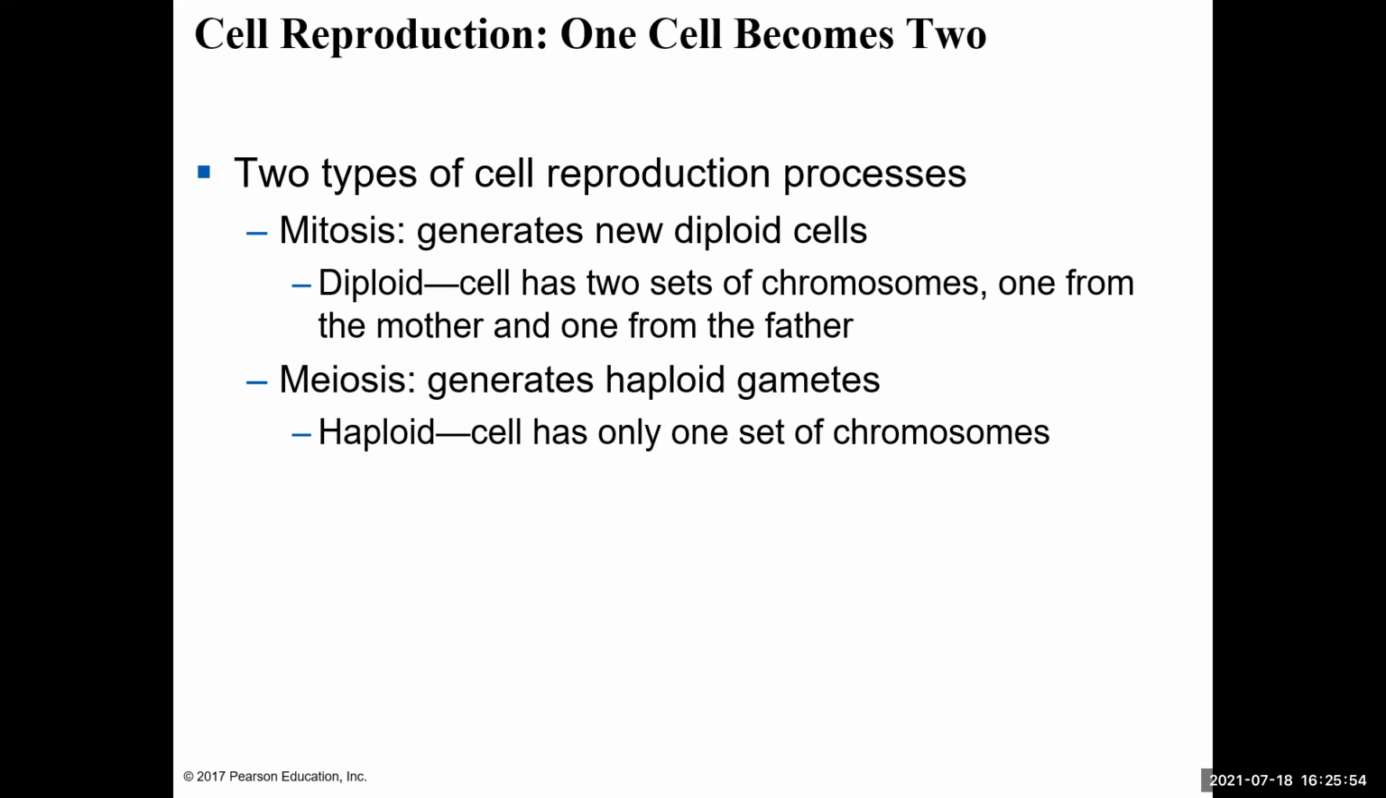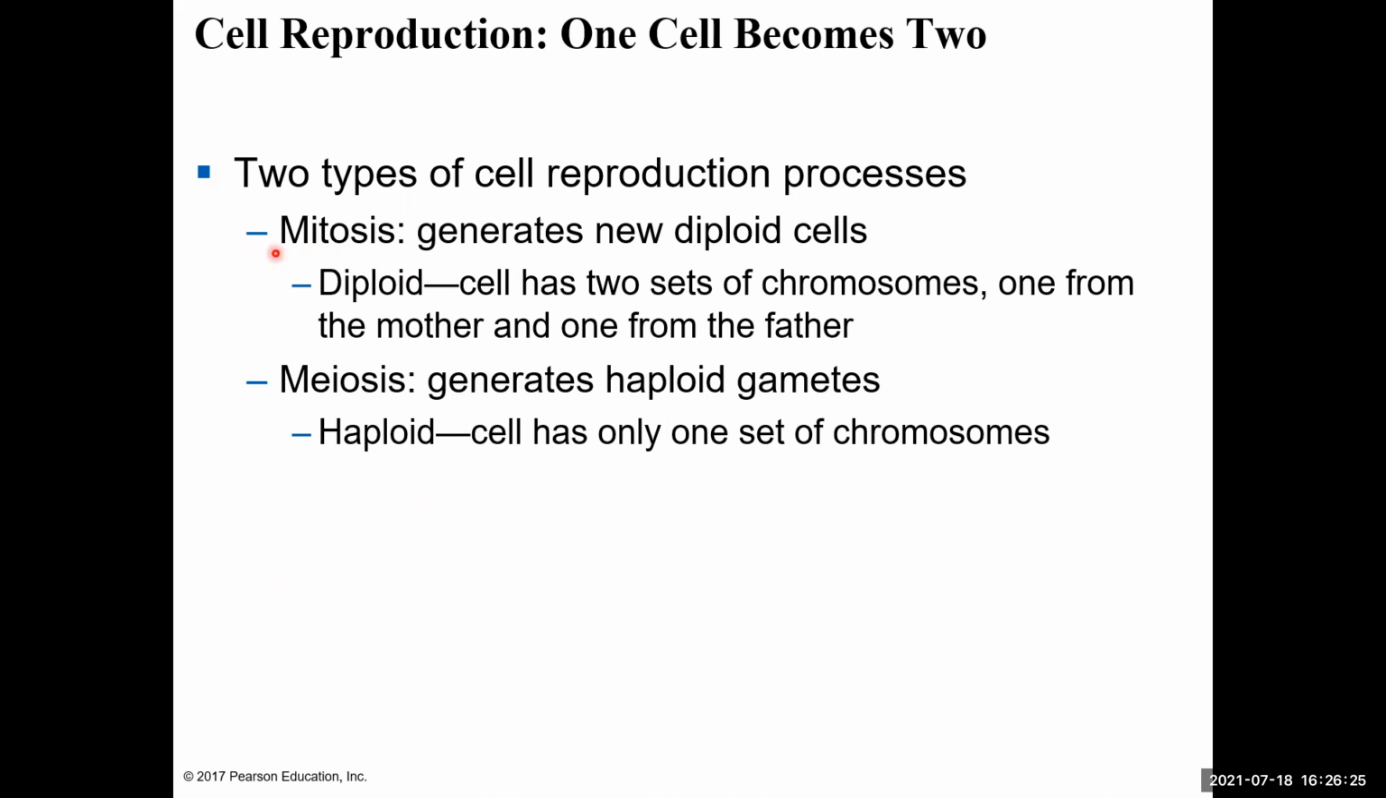Now what we're going to do in the next couple of videos is go over the specific division processes, mitosis and meiosis. The processes we talked about before happen in the growth phase and the synthesis phase, so replication, and these two processes, mitosis and meiosis, are specifically going to be that division phase. Now there are two types of cell reproduction processes that we have in our bodies.